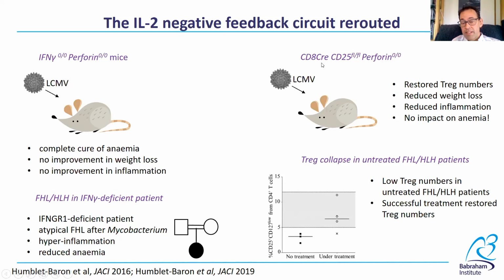Now we inject these mice with LCMV, and we saw that we restored the Treg numbers, we reduced the weight loss, we reduced the inflammation, but we weren't able to have any impact on anemia. So this does demonstrate that that fatal inflammation is due to the IL-2 theft from CD8s, but the anemia is not. The anemia is due to interferon gamma.